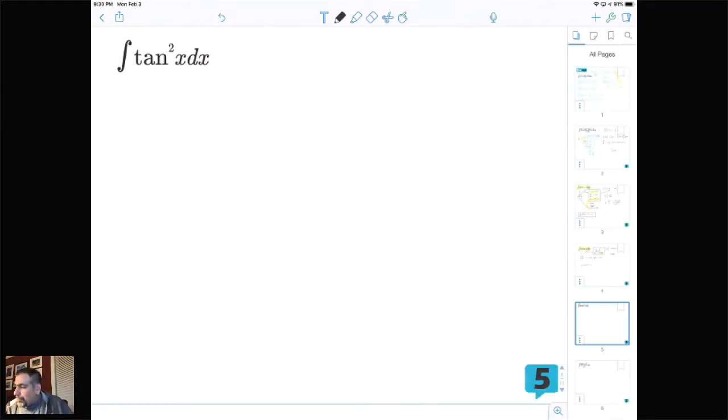Okay. Here's another problem. This is one we're going to look at. It's tangent squared x dx. Again, I just want to kind of give you a moment to think about it. So I'm going to give you about 30 seconds, 45 seconds to think about it. And we're going to talk about the approach on how we would integrate tangent squared x dx.